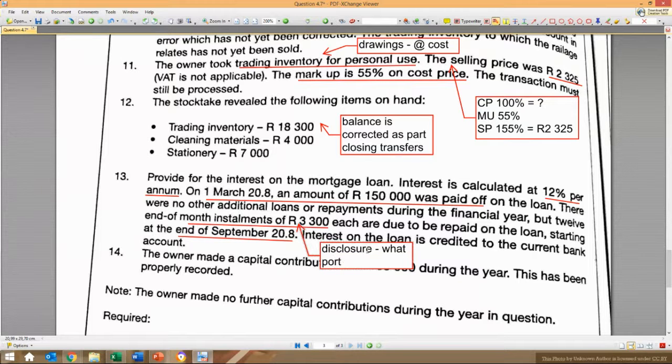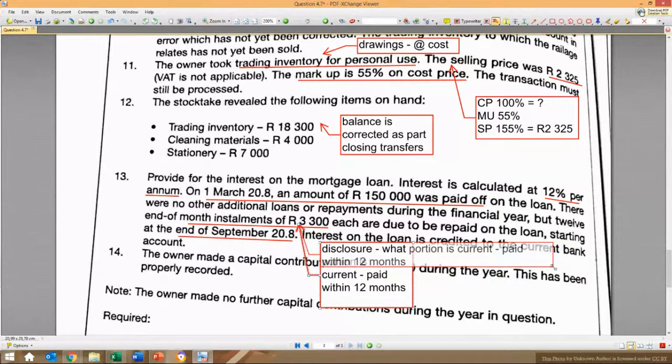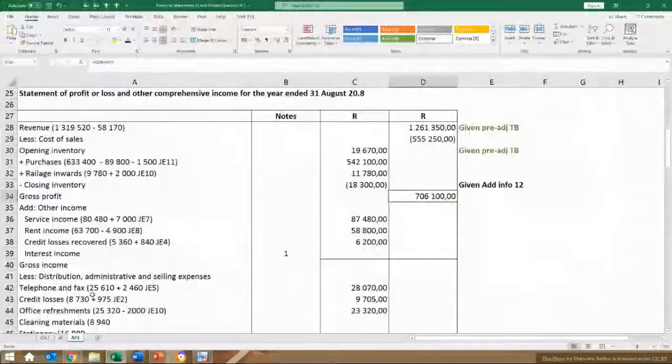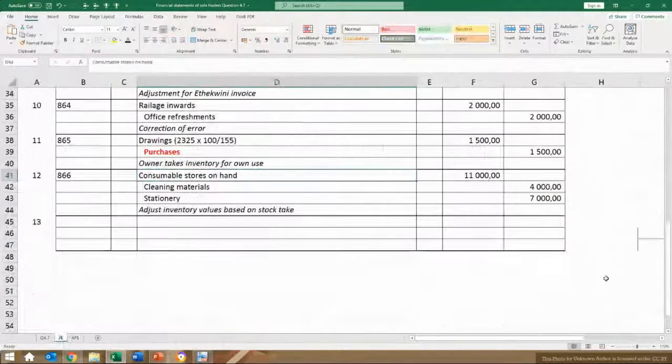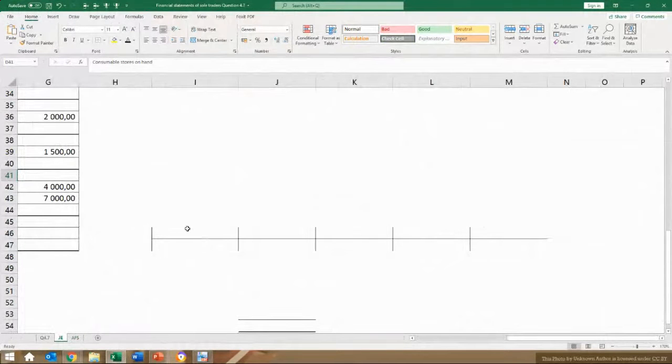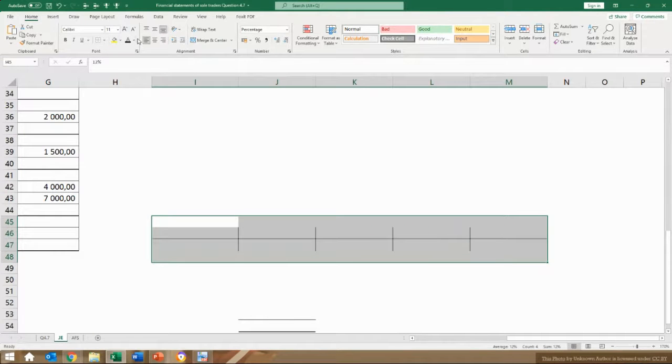What portion is current? Okay, so is paid within 12 months. Now let's see how we work out the interest amount. What I normally do is create a little timetable like this. It's just to help you with documenting all the information.